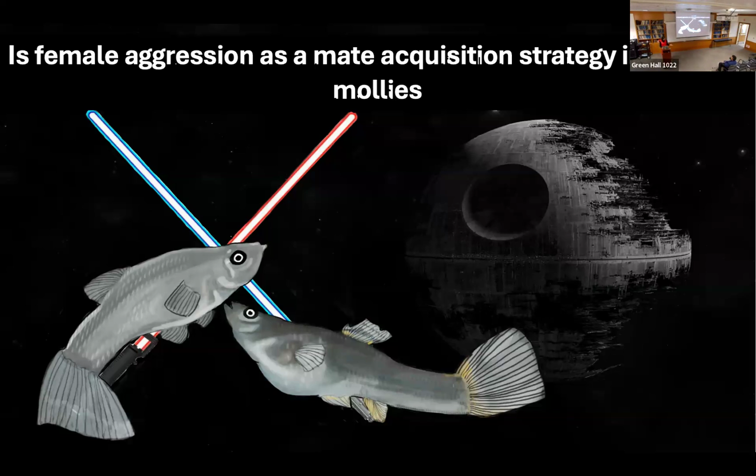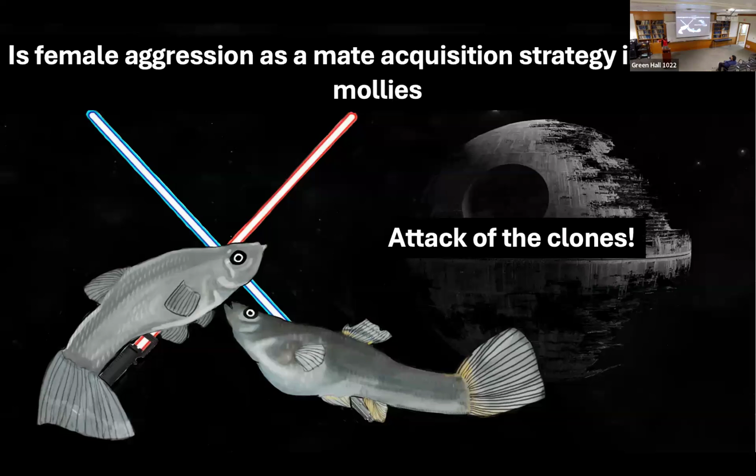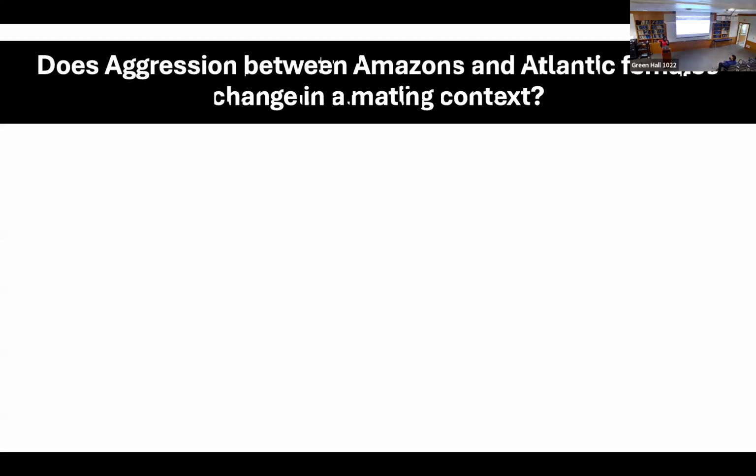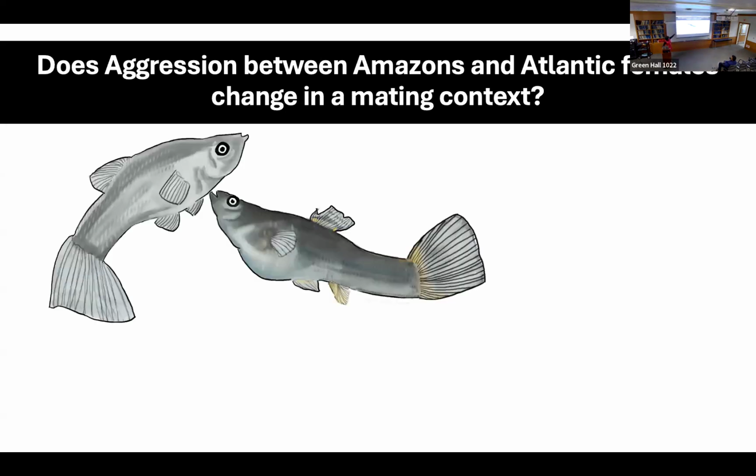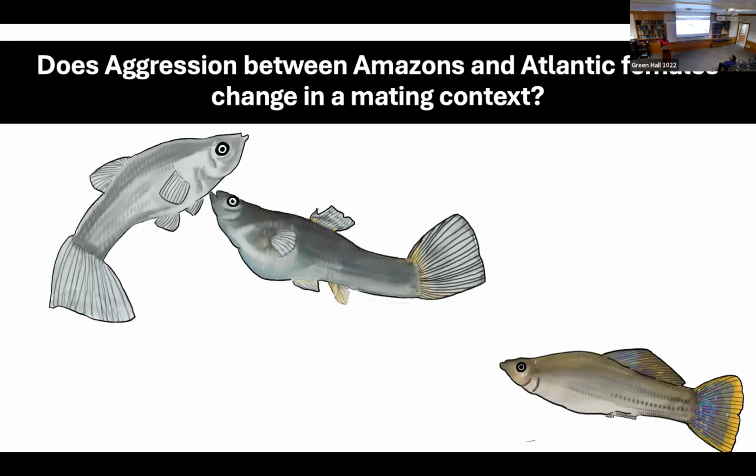So is female aggression a mate acquisition strategy in Amazon mollies, or are the clones attacking? And for my question, I'm interested in the mating context. So in addition to this is, of course, aggression between Amazon and Atlantic mollies, but also does the context that these mollies exist in matter? So does the presence of a male or of another Amazon female matter in terms of the aggression these fish have towards each other?